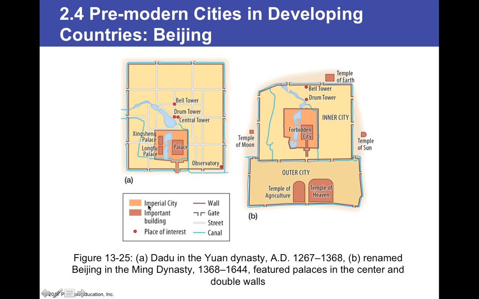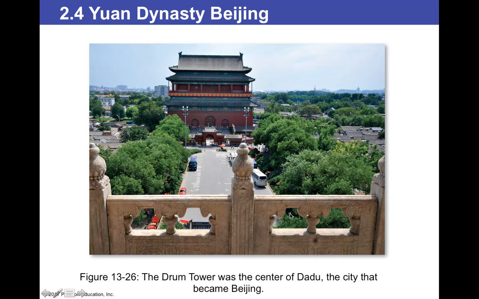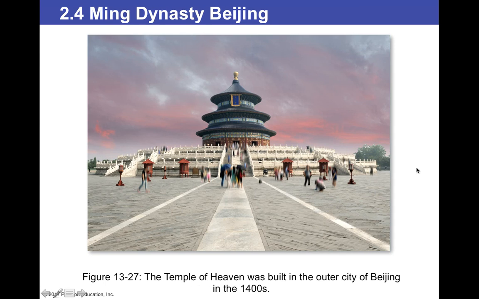There's the imperial city. And then you have a couple important buildings there. This is an old building here. The Drum Tower was the center of Dadu, the city that became Beijing. So this would be that early city center. The Temple of Heaven was built in the outer city of Beijing in the 1400s.